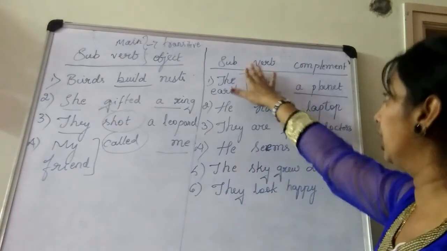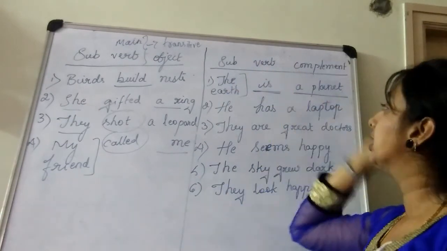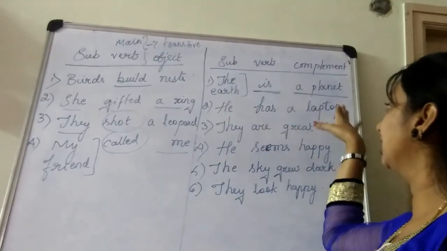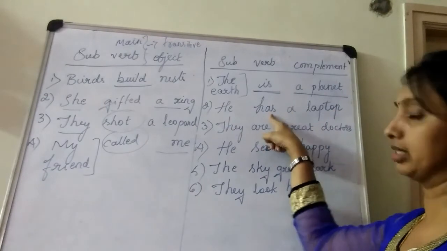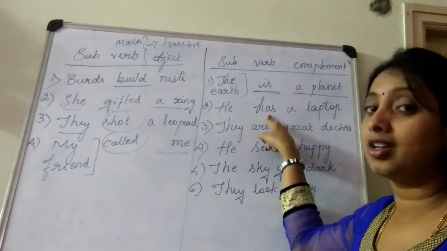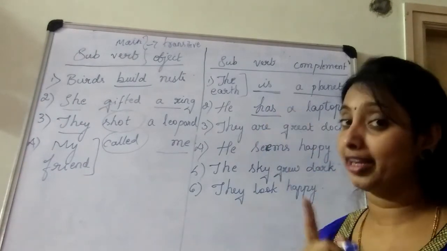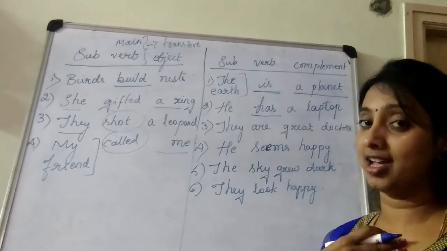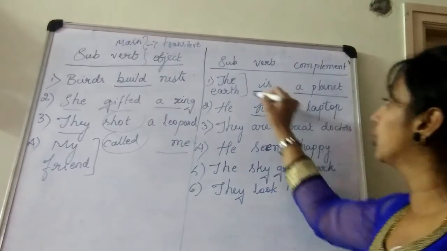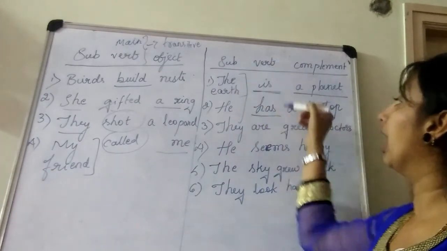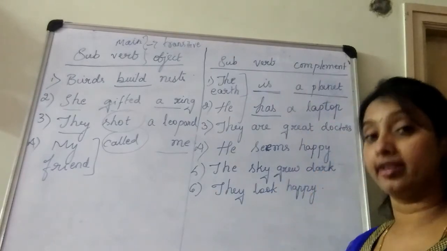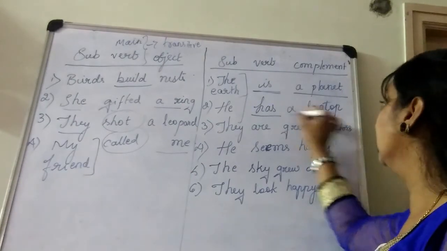Now we'll go for subject, verb and complement. He has a laptop. He is a subject. Now I have to find out whether this is a main verb or a linking verb. So what type of verb is it? It is a linking verb. I am reminding you, you have to answer before I answer because this is a revision. He has a laptop. So he is a subject, has is a linking verb. A laptop cannot be an object because it is following the linking verb. So it is a complement.